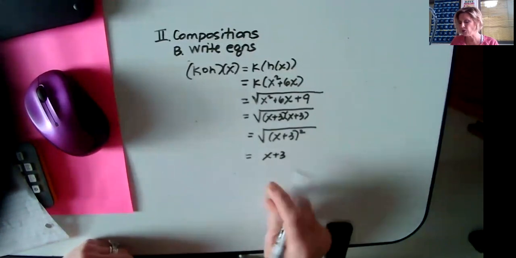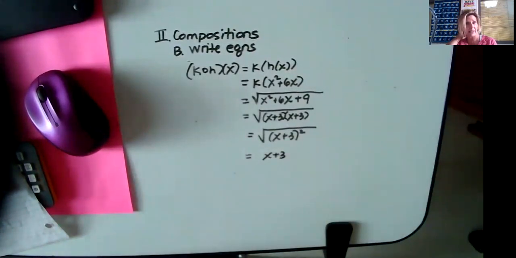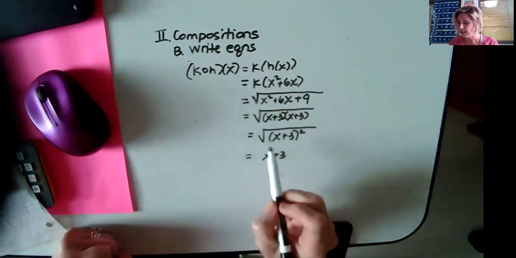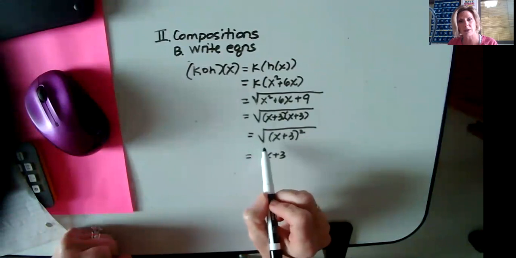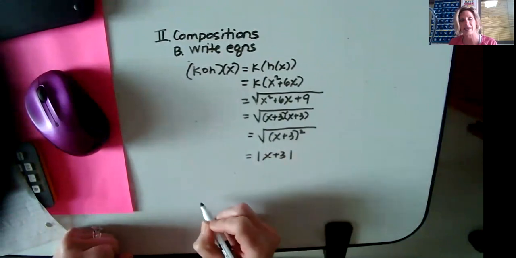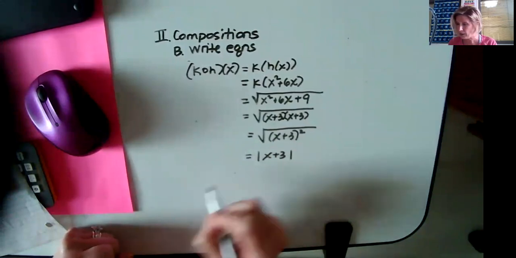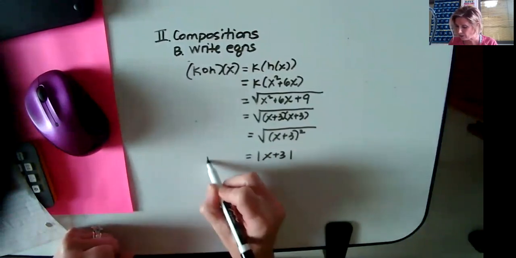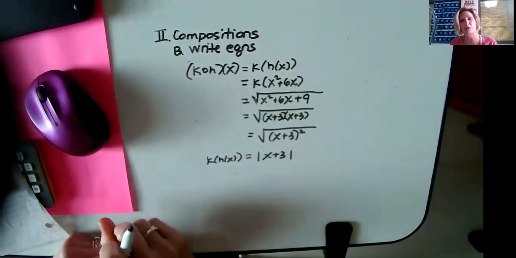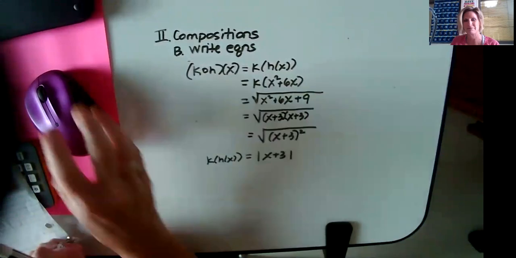Now, I will let you get away with this in pre-calculus, but technically what you need to say, and it's going to matter in calculus, is that whenever you take the square root of something, that something must be positive. Therefore, the real answer to this is the absolute value of x plus 3. Don't forget, it's got to be an equation. So k of h of x equals the absolute value of x plus 3.